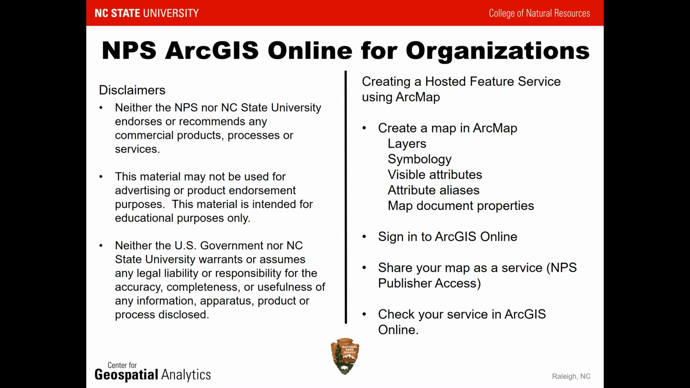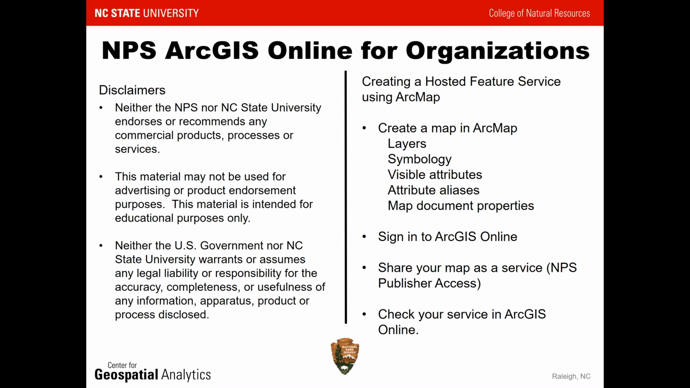The second part of the workflow is to sign into ArcGIS Online through the ArcMap interface and to share your map as a service. Now, to share your map as a service, you must have NPS publisher access. If you do not have that access, please contact your regional coordinator and they can help you with gaining that access.